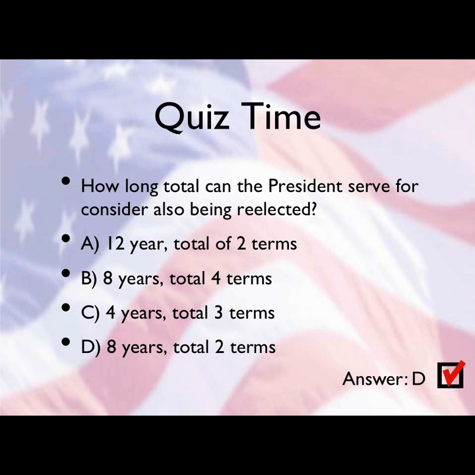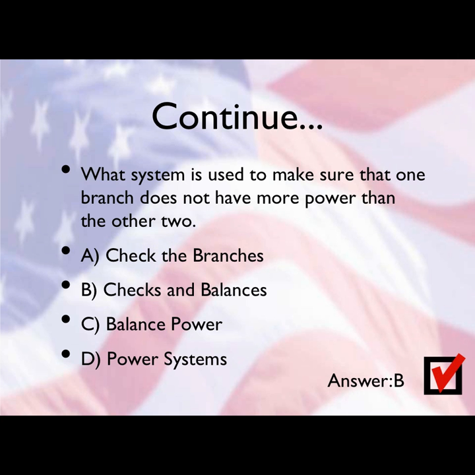Quiz time. How long can the president serve if they've been re-elected? A, 12 years, a total of 2 terms. B, 8 years, a total of 3 terms. C, 4 years, a total of 3 terms. D, 8 years, a total of 2 terms. If you answered D, you are correct. We're also going to continue. What system is used to make sure one branch does not have more power than the others? A, checks and branches. B, checks and balances. C, balanced power. Or D, power systems. If you answered B, you're correct.